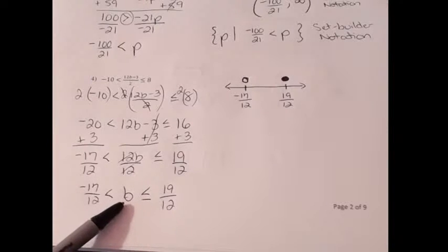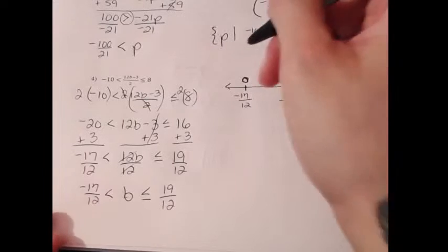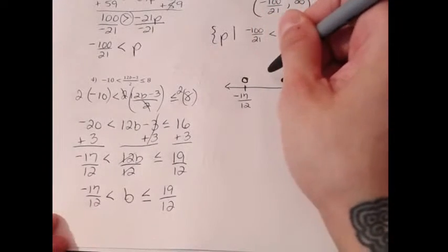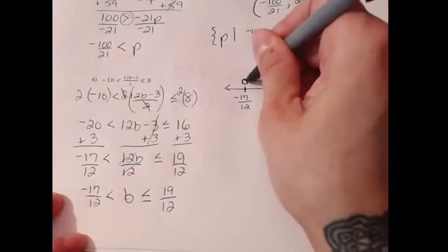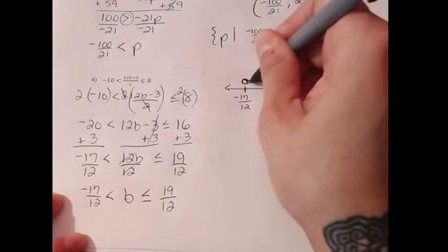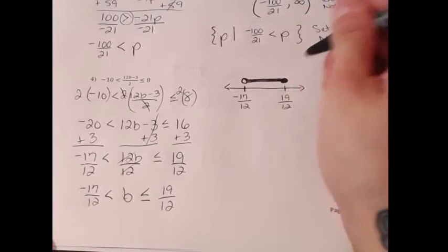So wherever b is, negative 17 over 12 is smaller than b. So b is somewhere here because it's bigger than negative 17 over 12. But we also know that b is smaller than 19 over 12. So we're actually shading right in the middle. So that's exactly correct. So when Hannah suggested they're going towards each other, you're totally right. So that's the middle of these two.